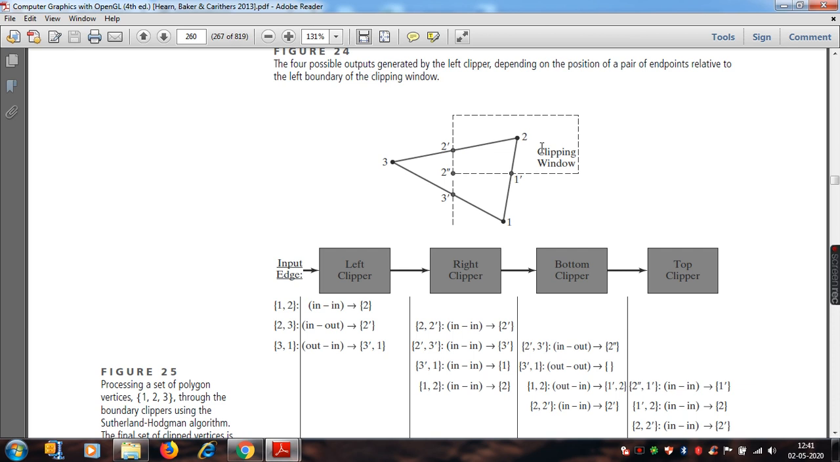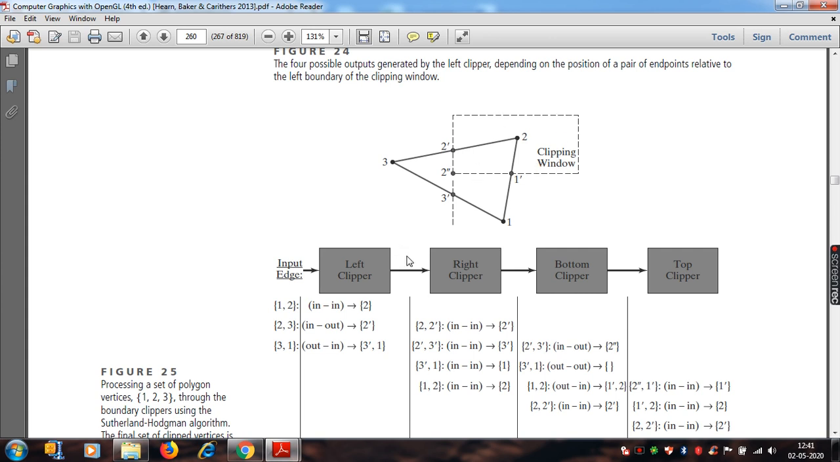And the order of clipper is always left, right, bottom and top, that you all know. X minimum, X maximum, Y minimum, Y maximum. So that's the meaning: left, right, bottom and top. So in the original polygon, we have 3 vertices. We have to clip it now and produce a polygon which is going to fit within this particular clip window.